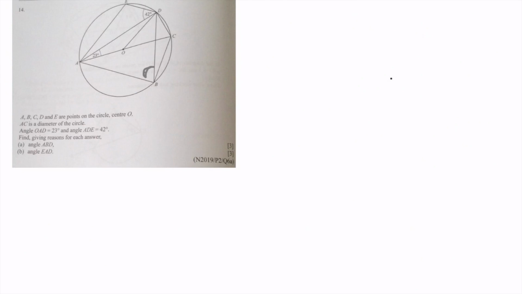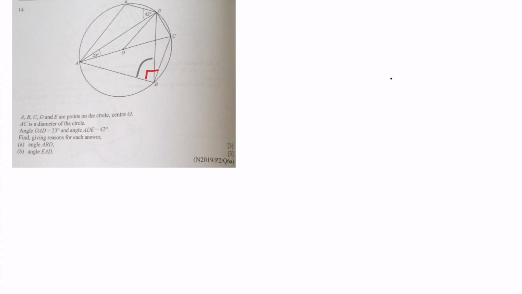So the question asks for this angle, ABD, right? Now, in order to solve ABD, we need the other angles. So we know that angle ABC is 90 degrees, right? This is the angle in a semicircle that we proved just now. Let me just draw it. Yep. So angle ABC is 90 degrees. This is what we want to find, ABD.